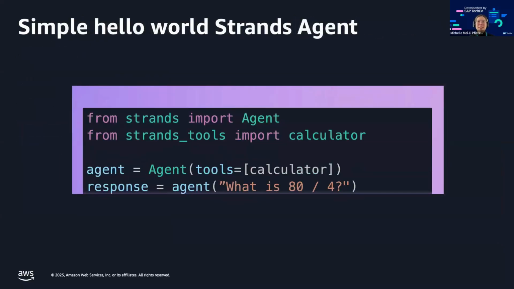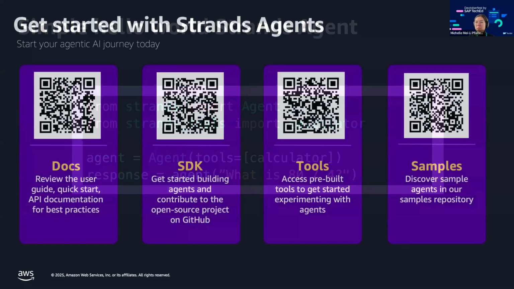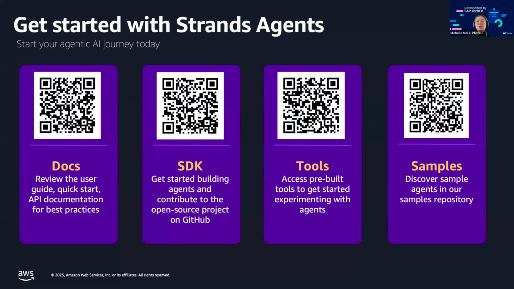But as I promised, we can really do all of this with just a few lines of code. Here you see the hello world equivalent for Strands agents. This agent is very, very simple and really just has one tool, the calculator tool. Of course, we will build something more sophisticated later on, but just so that you get an idea about how to work with Strands agents. If you are interested in knowing more, feel free to check out any of these resources here.